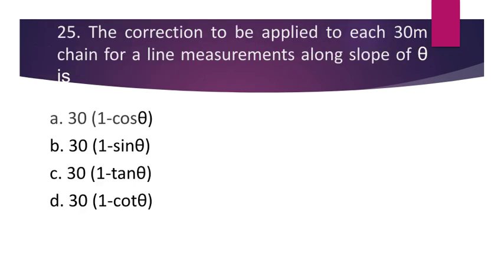Question number 25. The correction to be applied to each 30-meter chain for a line measured along a slope of theta is: option A 30 into (1 minus cos theta), option B 30 into (1 minus sin theta), option C 30 into (1 minus tan theta), option D 30 into (1 minus cot theta). The correction to be applied to each 30-meter chain for a line measured along a slope of theta is 30 into (1 minus cos theta). Option A is the correct answer.